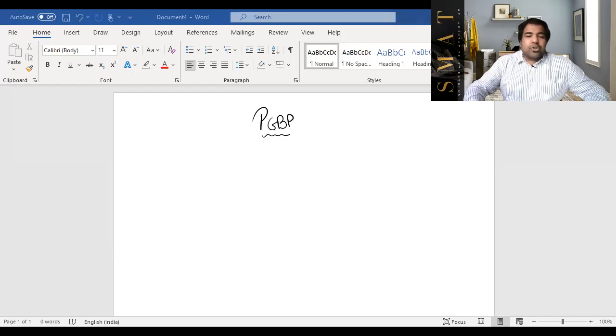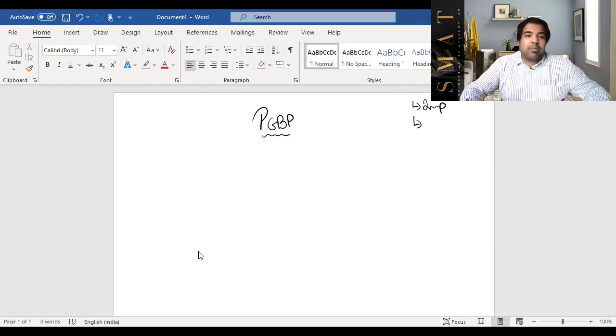So one of the first things you should know in PGBP is what kind of question comes in the exam. I told you about 10 to 15% of your paper will be from PGBP, so it's a very, very important chapter. Second, what you should keep in mind is they don't give you a couple of entries that you need to pass.